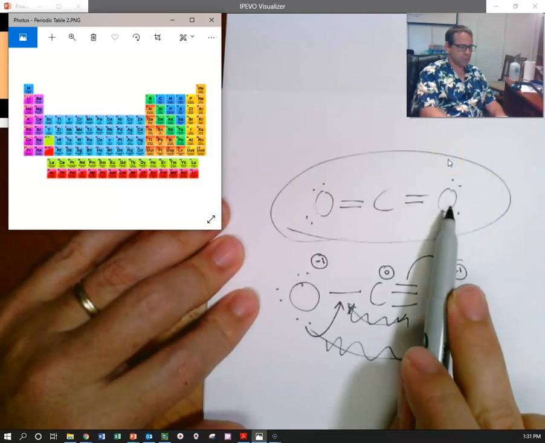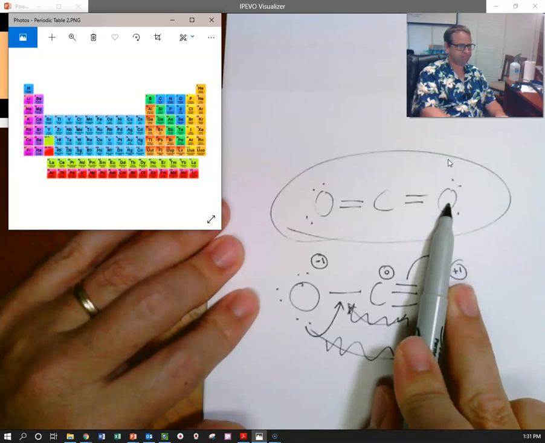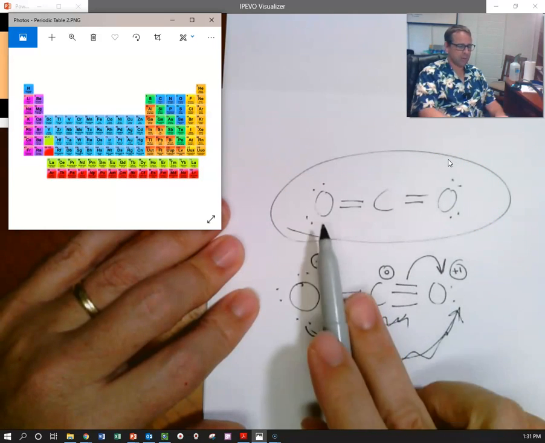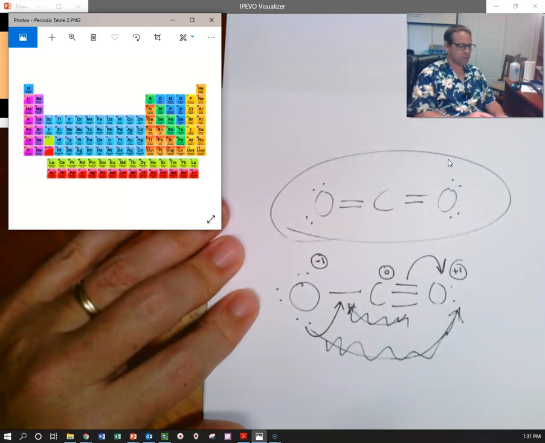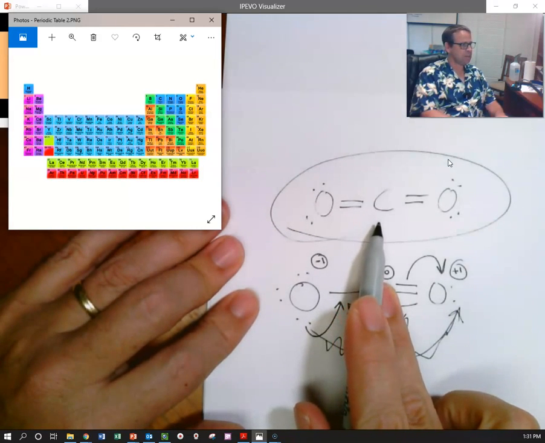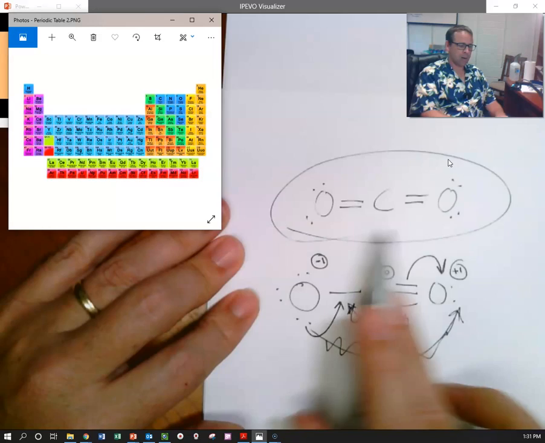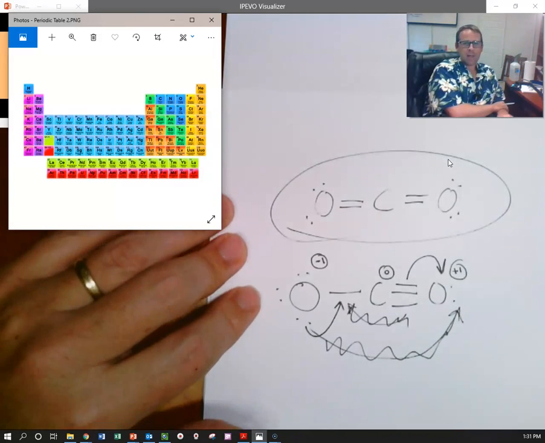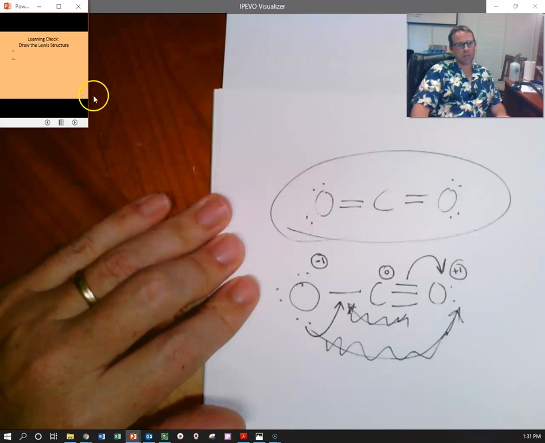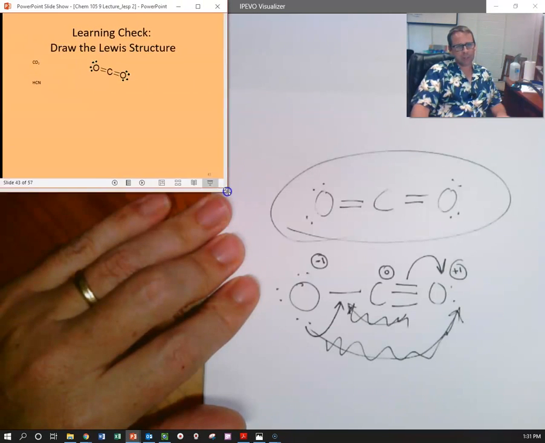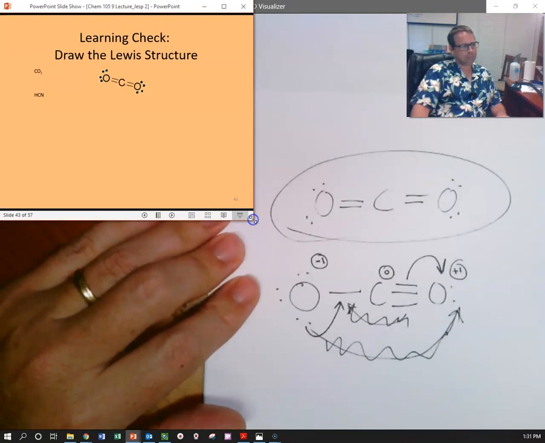What's the formal charge on this oxygen, Katie? 0. That's right. And this oxygen is in the same condition, so it's 0 also. Our carbon, is it still 0, Landon? Yeah. All right. So we have a good Lewis dot structure, right? A good Lewis dot structure. Very good. I have a question. Yeah, go ahead.